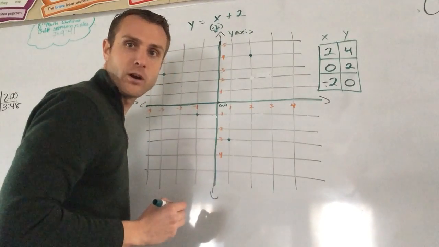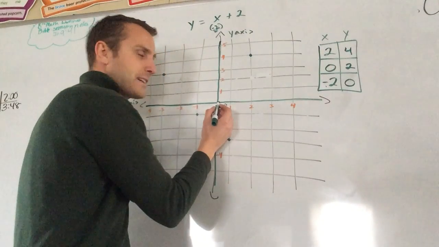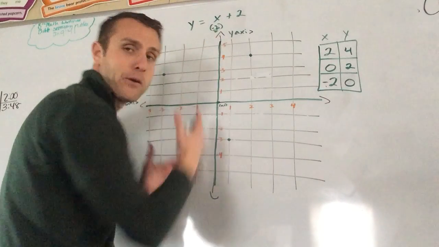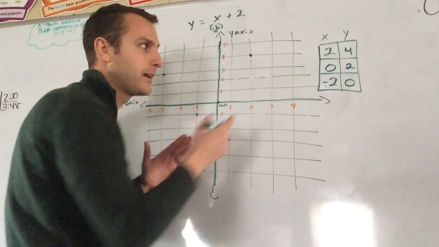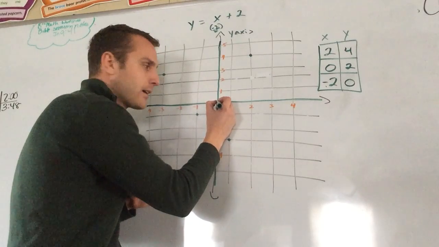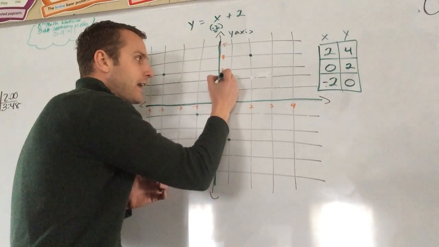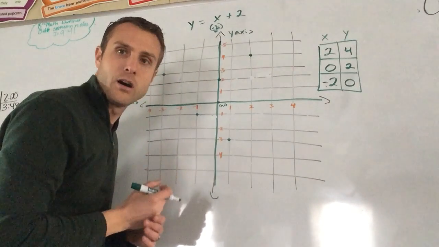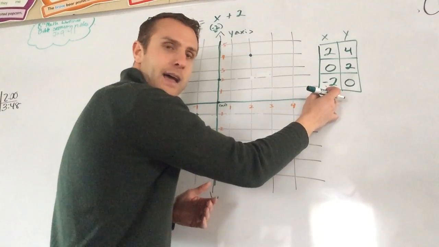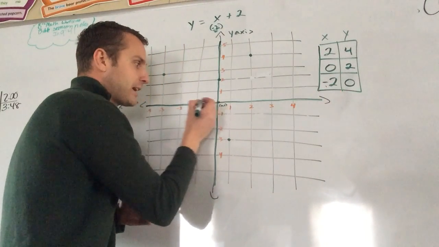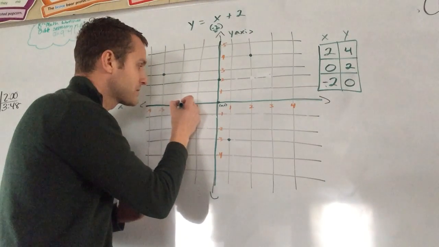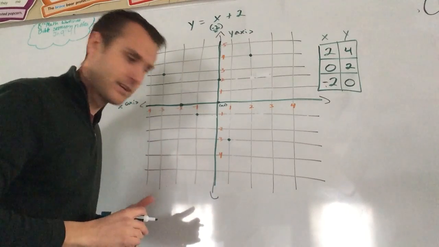That is (2, 4). Next, (0, 2). Well, if x is 0, that means I don't go left or right. Remember, that means it's going to be on my y-axis because I didn't go left or right. Since y is positive 2, starting at this origin, I don't go left or right. I just go up 1 line, 2 lines. Right there on that line is my second point. Finally, x is -2. So starting at my origin, I'm going to go to the left 2 lines. Since y is 0, I don't go up or down, so it's going to be right on the x-axis.